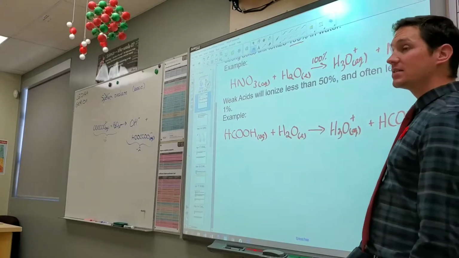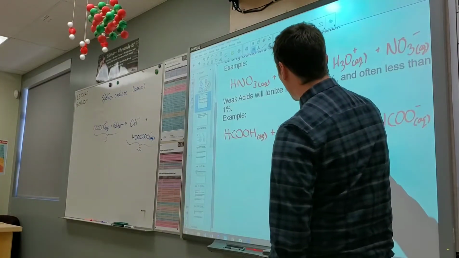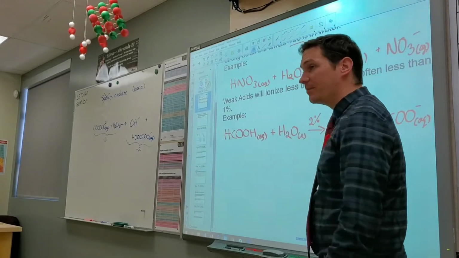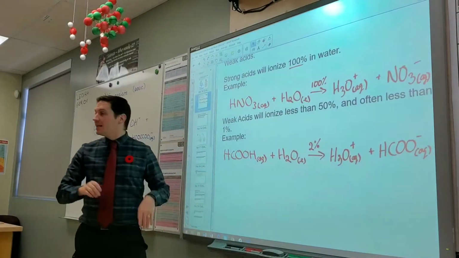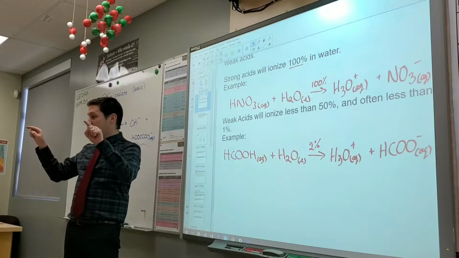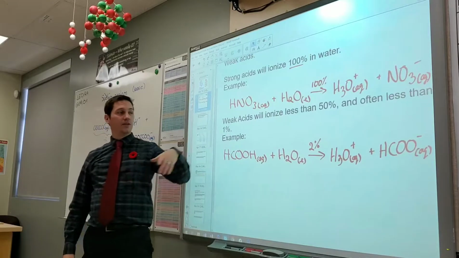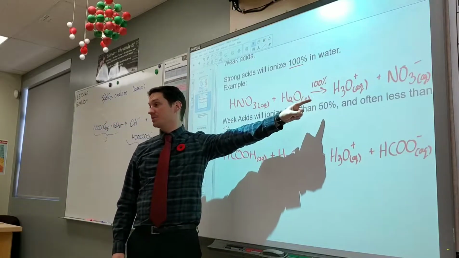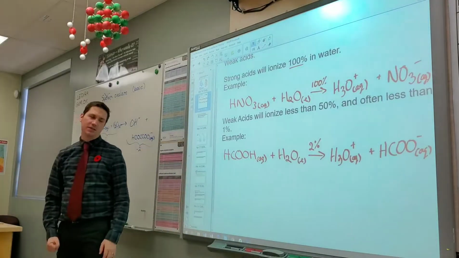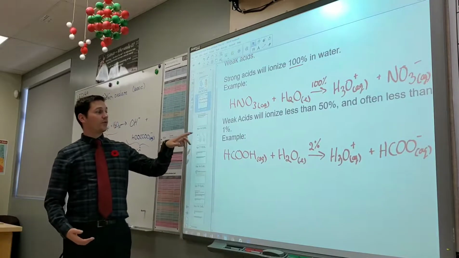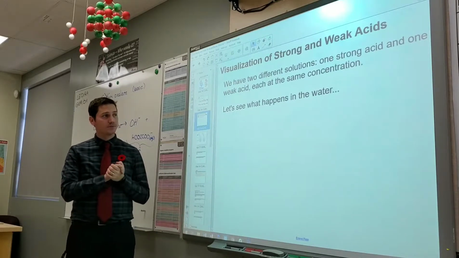Okay, so this reaction, depending on the reaction conditions, is only going to go about 2% of the time. So if I add equal amounts of these acids to water, which one will make more hydronium? The top one, right? The top one is going to make 50 times more hydronium than the bottom one, right? So it'll be at least 1 pH unit difference. Hopefully that makes sense.